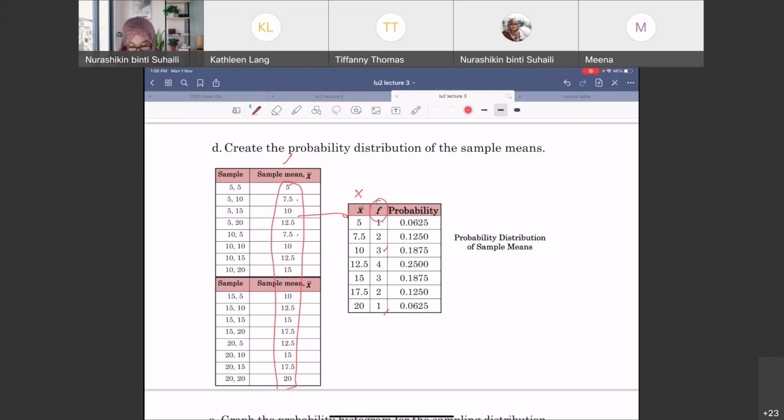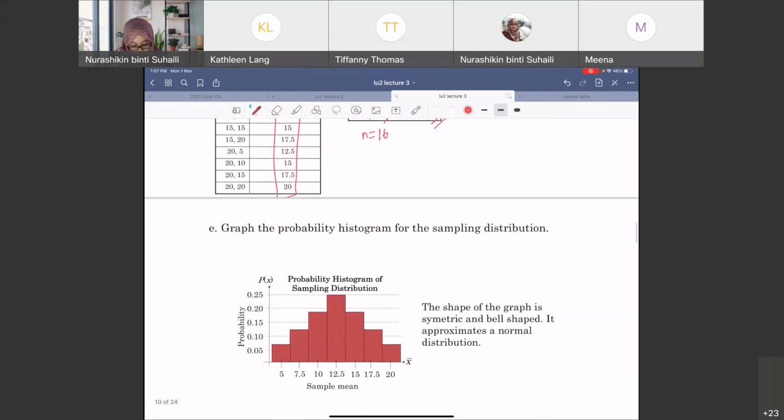And then probability. Remember when we studied the frequency distribution table before, or the relative frequency, how to find the probability. So the probability is equal to f over n, where n is the total of f. Summing up all the f gives n equal to 16. So the probability here is 1 over 16, equal to 0.0625. This one is 2 divided by 16, that's 0.125, and so on. So that is the probability of each sample mean. This is the probability distribution of sample means.